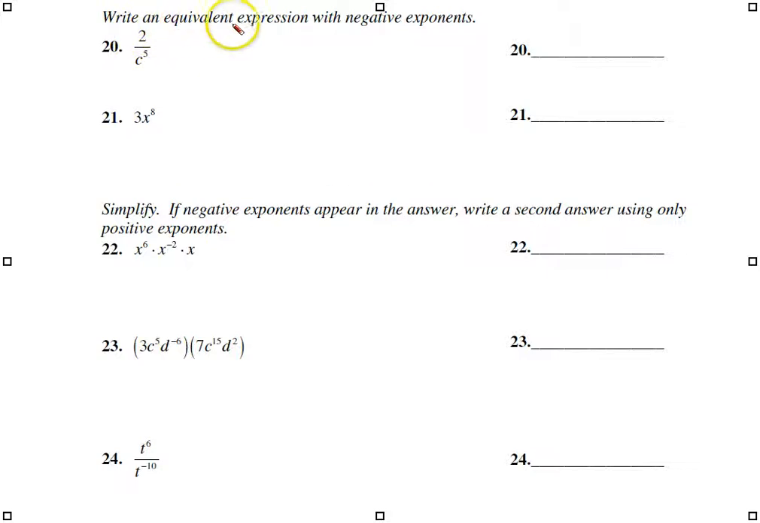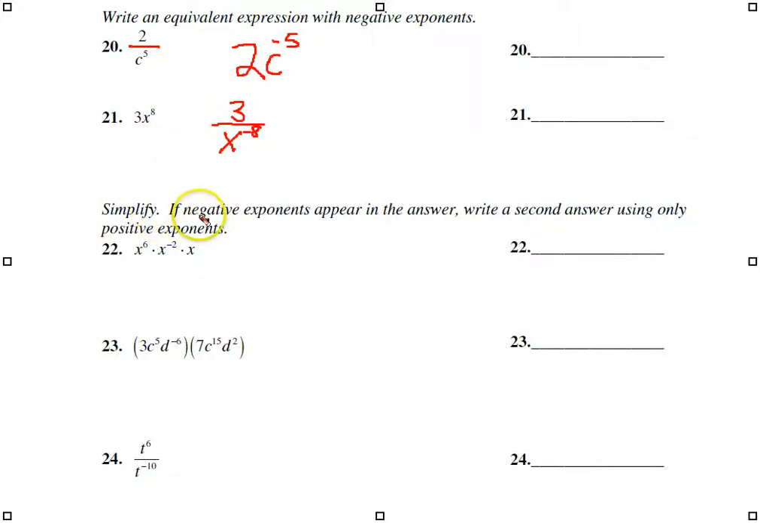Okay, write an equivalent expression with negative exponents now. So the 2 stays there. I bring the c term up, and it becomes the negative 5th. Again, bringing it across this division bar changes the sign of the exponent. This becomes 3x to the negative 8. Again, we don't do this often, but they're showing you how it works.